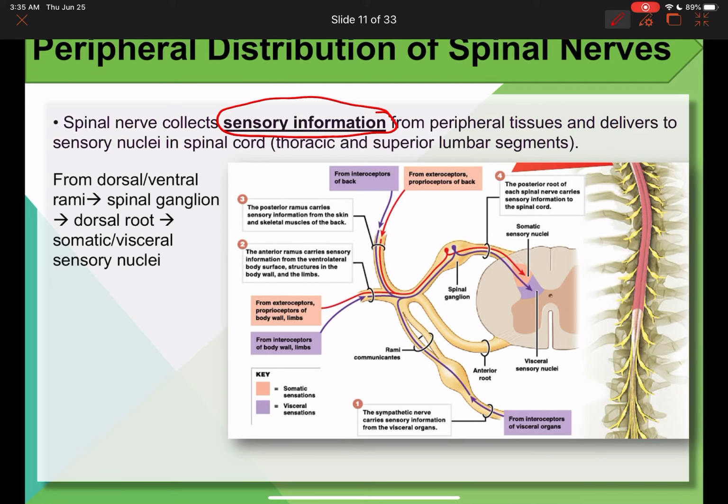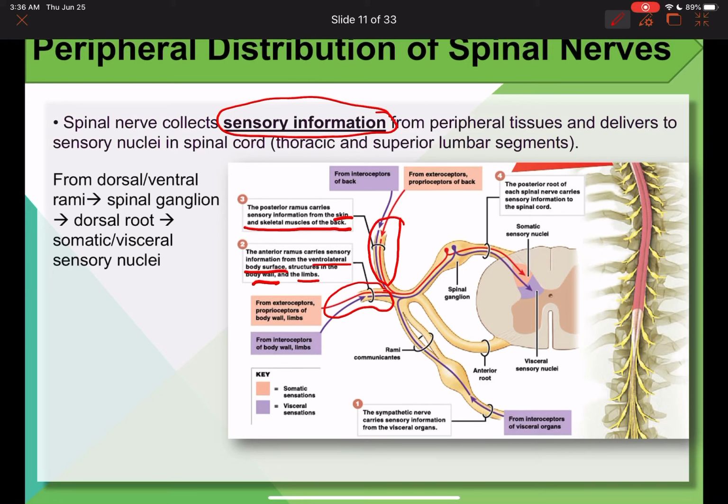So here's that posterior rami, and here is that anterior rami. Posterior rami is for carrying information from the skin and skeletal muscles of the back. Remember, posterior for your back. And then anterior rami is for carrying information from the ventrolateral body surfaces and structures within the body wall and limbs. Okay. And remember, anterior for your limbs and front side of the body.